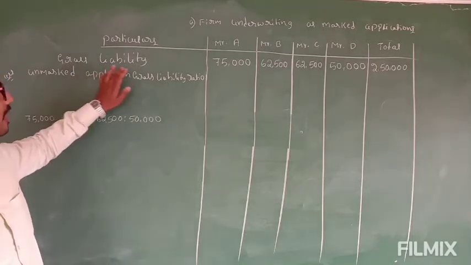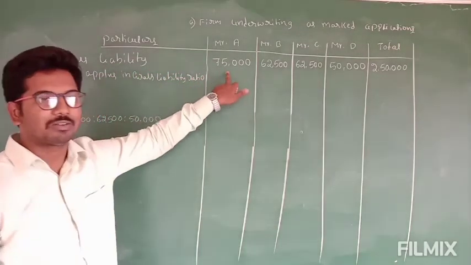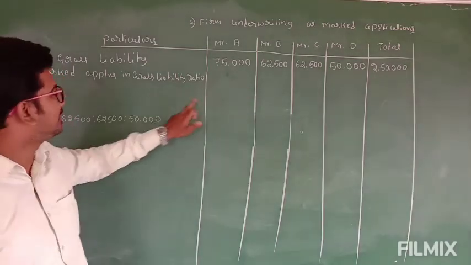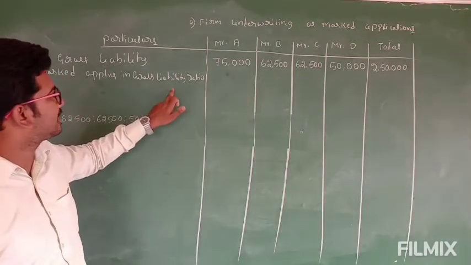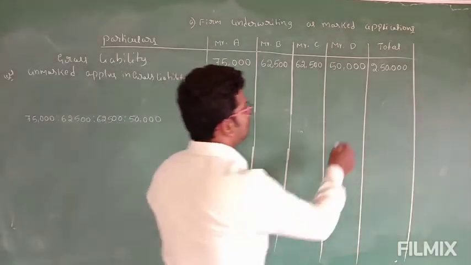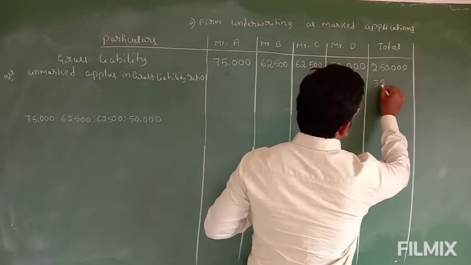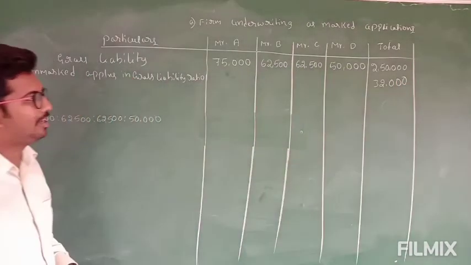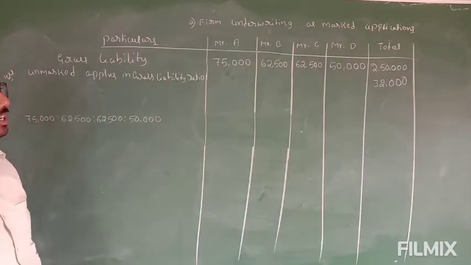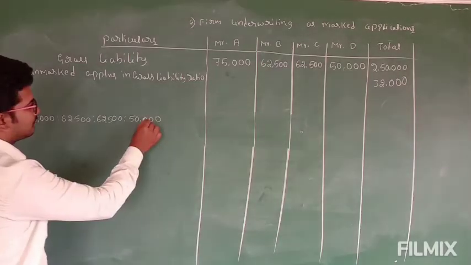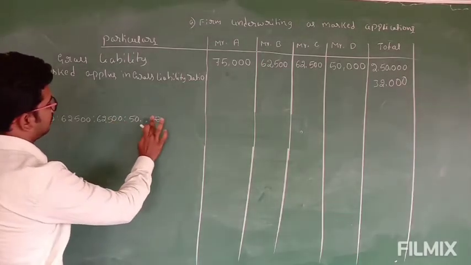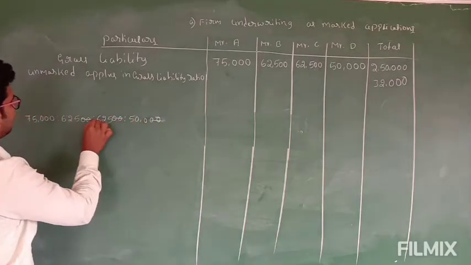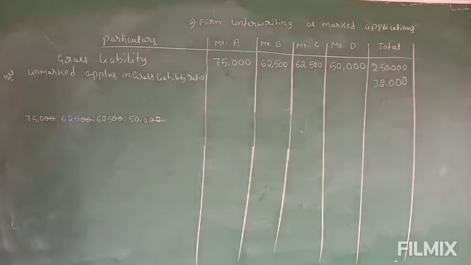So first, gross liability. So how many shares allotted to each underwriter, that we consider as gross liability. Then less unmarked applications in the gross liability ratio. So overall unmarked applications is 32,000 here. So the gross liability, we should find the ratios. Three zeros, two zeros will be common in all the values. So the number in 3 form.